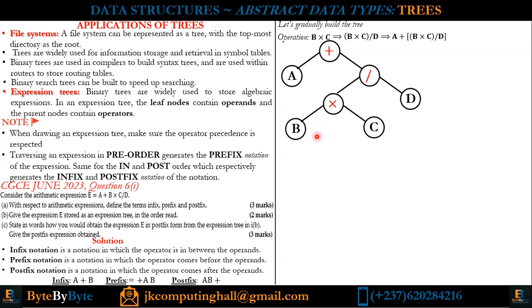I hope it was not difficult to generate. As you can see, I have my operands A, B, C, and D. I see that A, B, C, and D are all leaf nodes, whereas the operators addition, division, multiplication are the parents. Now, what do we have?